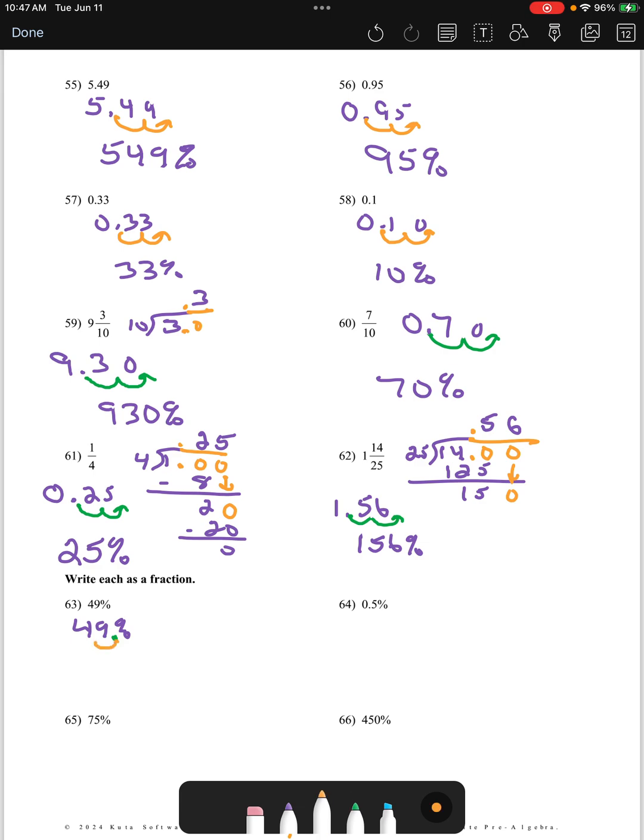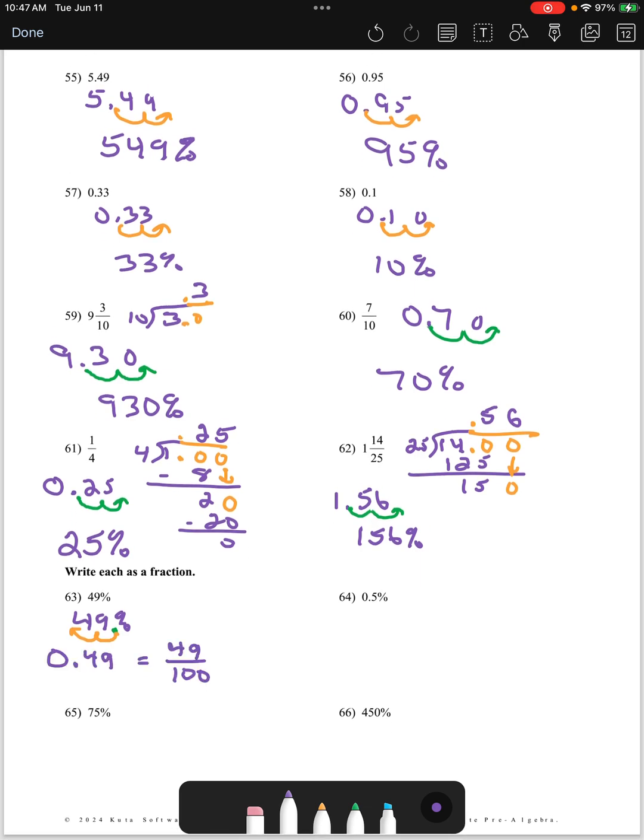The other way around, starting with a percentage and going to a fraction. Step 1, look at that percentage and say, okay, your decimal point is invisible right there. So to make you a decimal, I'm going to bring you back. And as a decimal, you're 0.49. Now, decimal to fraction. That is 49 over 100, 49 hundredths. And I can't do anything. 49 will only simplify by 7, and 7 does not go into 100.